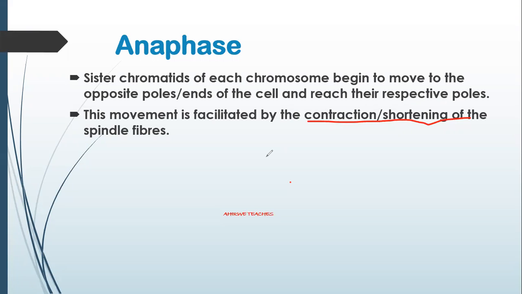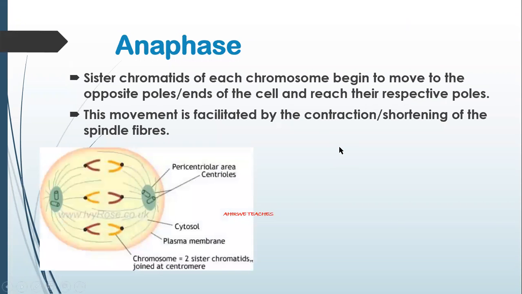So these spindle fibers will contract and shorten. When they shorten, they pull the chromatids away, weakening the centromere, and the centromere will separate. That process of contracting is really an energy consuming process. Therefore, you must have enough ATP to allow that process to occur with ease.